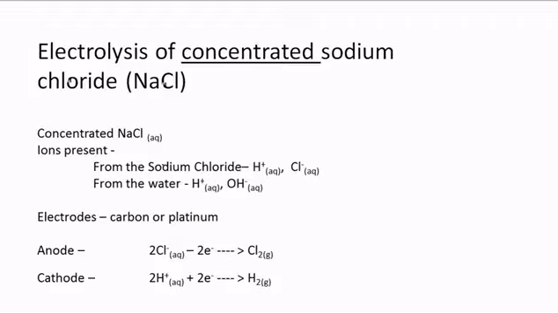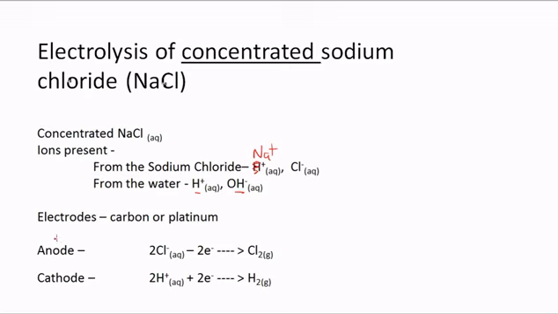Now, electrolysis of concentrated sodium chloride. We just did the electrolysis of very dilute sodium chloride. In this case, we have the ions present from the sodium chloride, oh, that's a mistake. It should be Na+ and Cl-. And from the water, we have H+ and OH-.